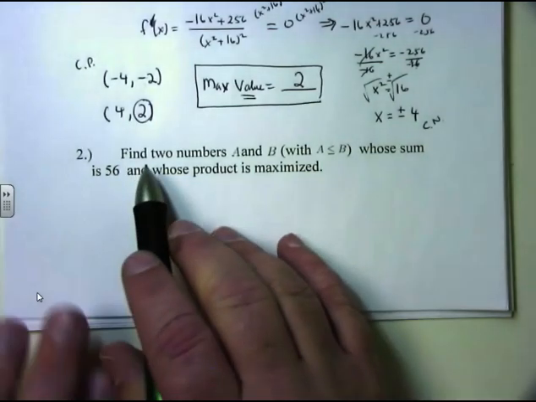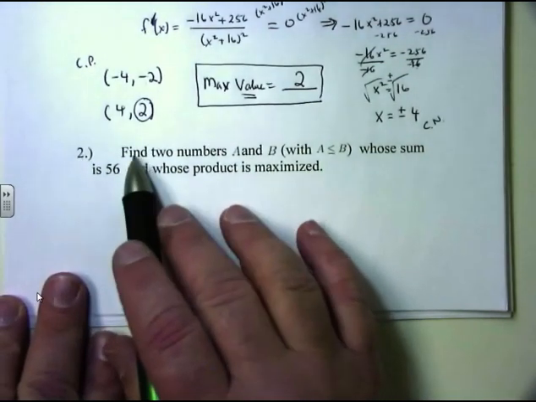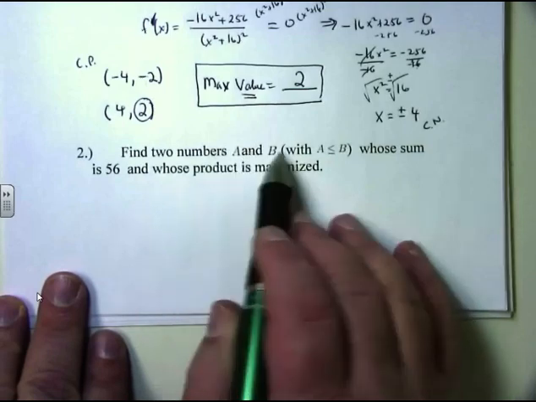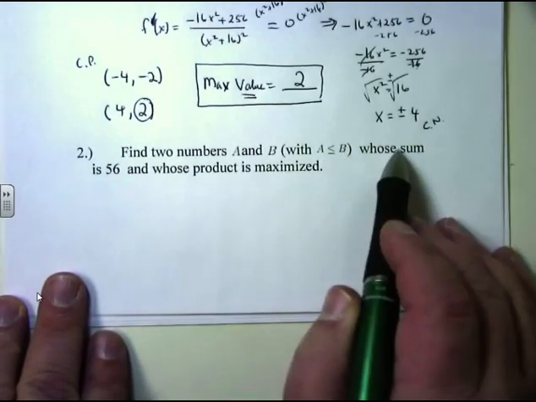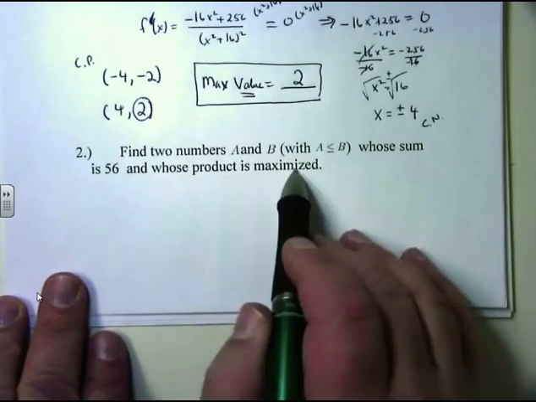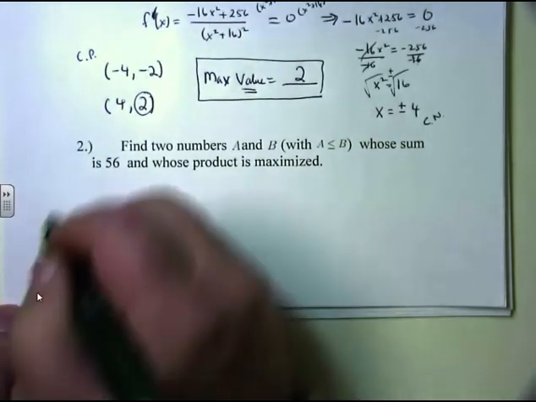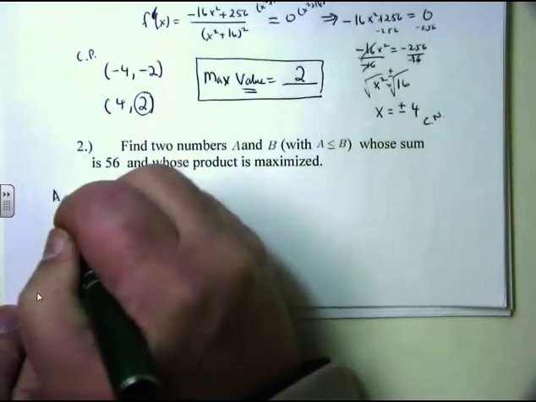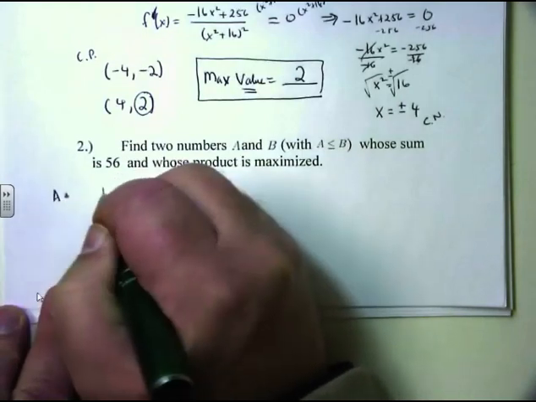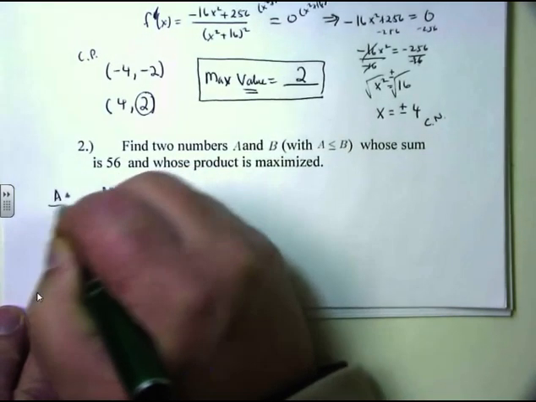You're supposed to read the problem, draw a picture, and label it. Well, find two numbers, a and b, with a less than or equal to b, whose sum is 56 and whose product is to be maximized. Well, there's nothing really to draw here. I've got two numbers: an a number, the first number, and a b number, the second number. Nothing really to draw here.